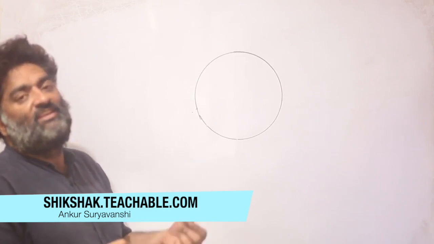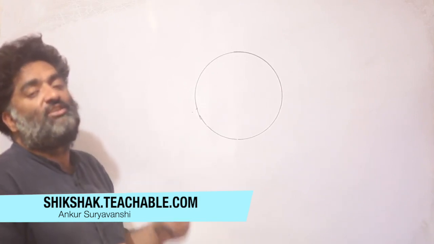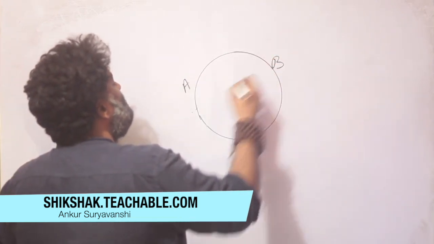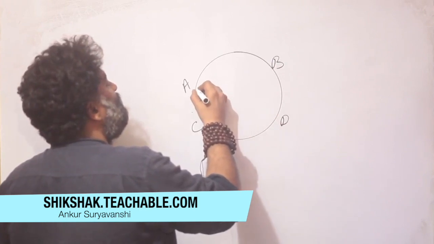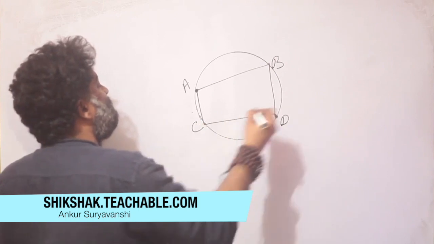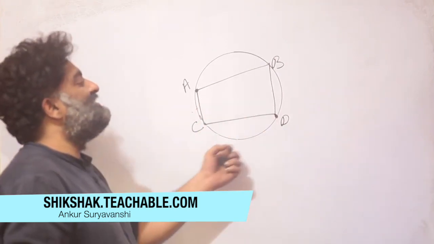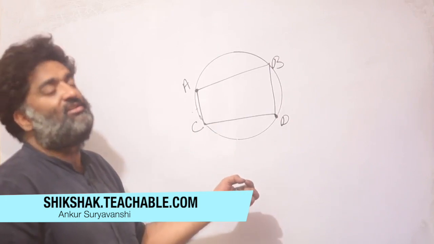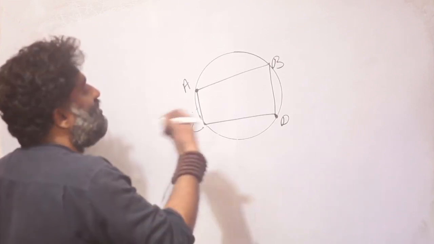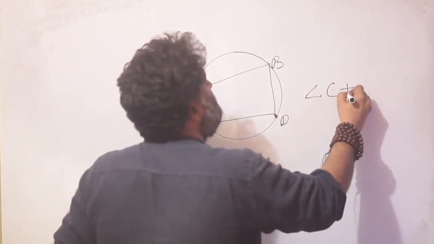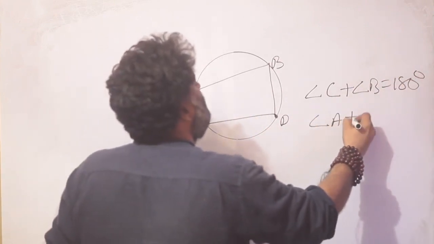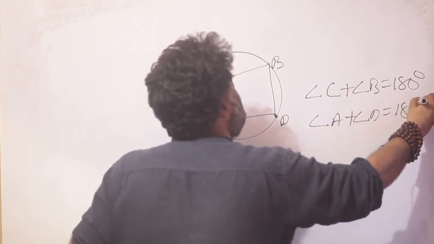Another very interesting application of this theory would be to derive another theorem regarding cyclic quadrilaterals. And what do I mean by cyclic quadrilaterals? A quadrilateral where all the four vertices are falling on the same circle. So this quadrilateral ABCD, I can say it is a cyclic quadrilateral because all the 4 points are on the same circle. Now I want to prove that angle C plus angle B is equal to 180 degrees and angle A plus angle D is also going to be 180 degrees.